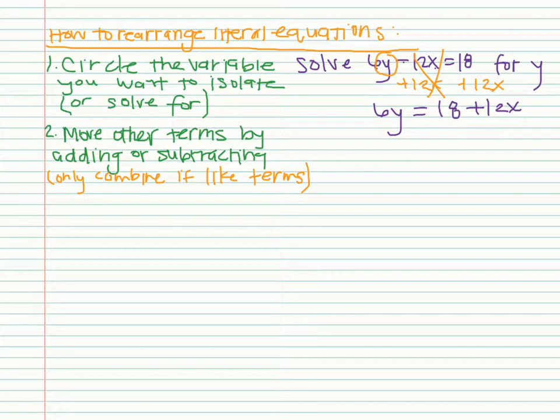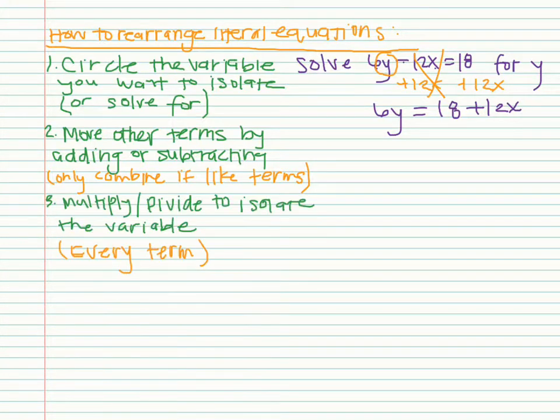My third step is to multiply or divide to isolate the variable. So I'm trying to solve for y. That means I have this coefficient 6 that needs to go away. Since it's 6y, or 6 times y, I'm going to do the inverse, which is to divide. And over here I've made a note that I need to divide every term. So I'm not just going to divide the 6 and the 18, but I'm also going to divide 12x by 6 as well.